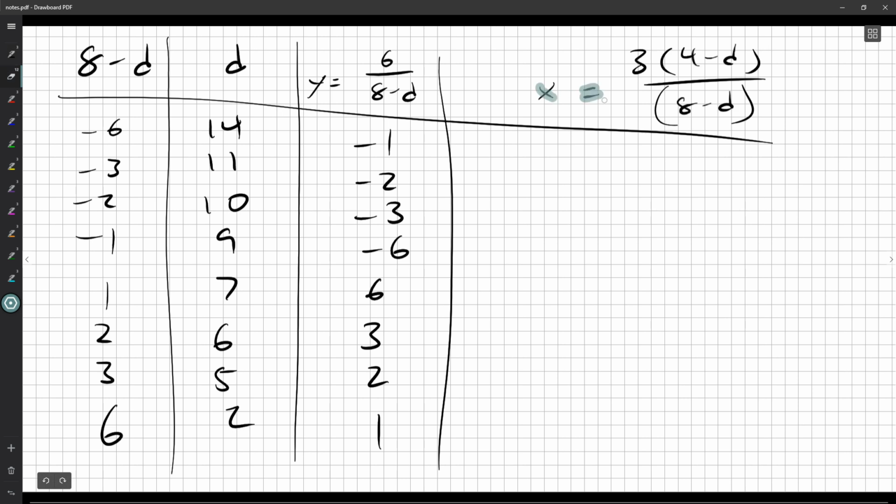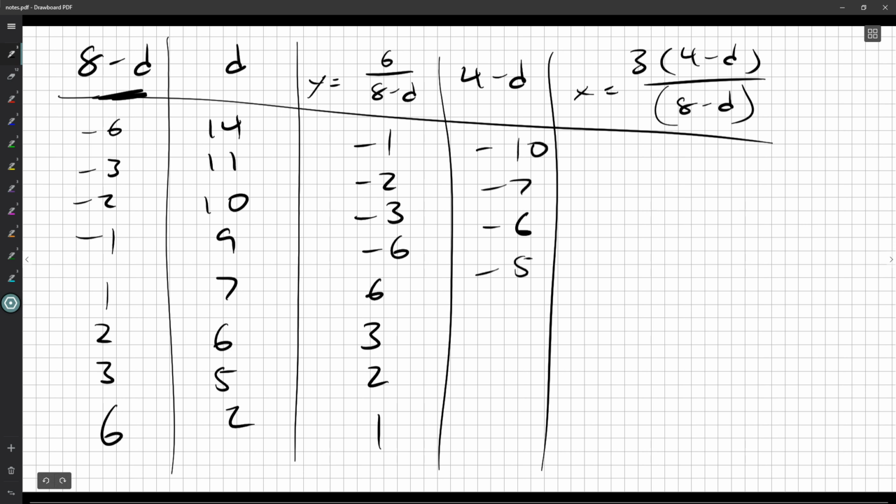Actually, let's get another column for 4 minus d, just so everything's nice and orderly. So just add 4 to whatever's over in this column. So subtract 4. Minus 10, minus 7, minus 6, minus 5, minus 3, minus 2, minus 1, and then finally 2.